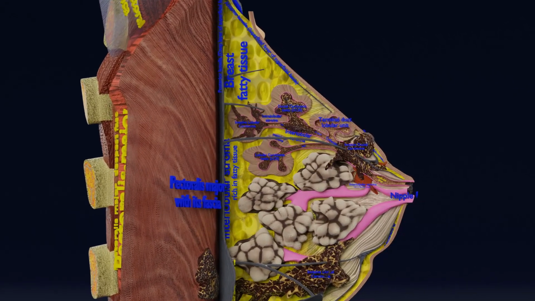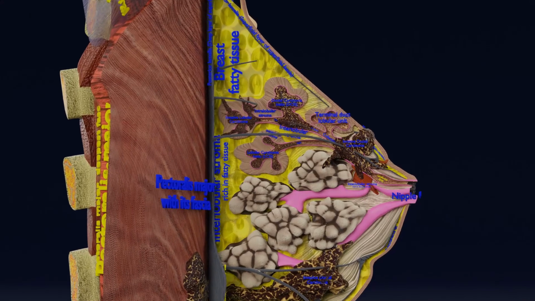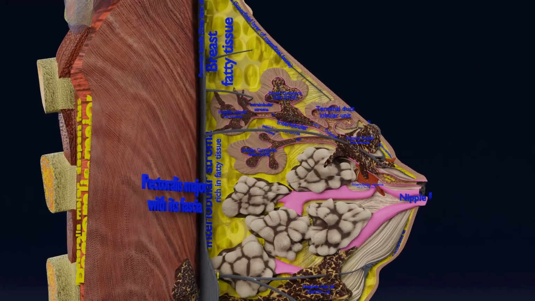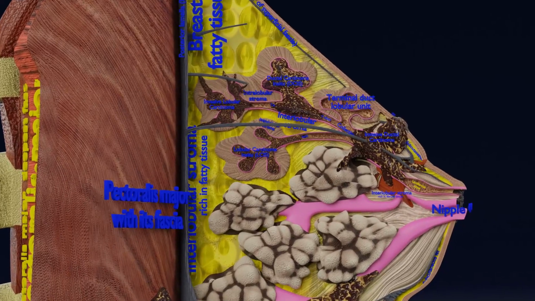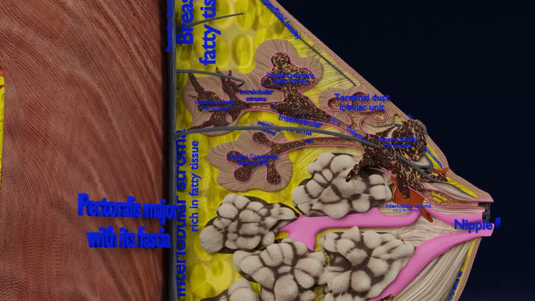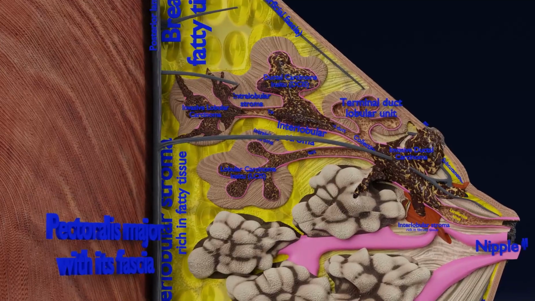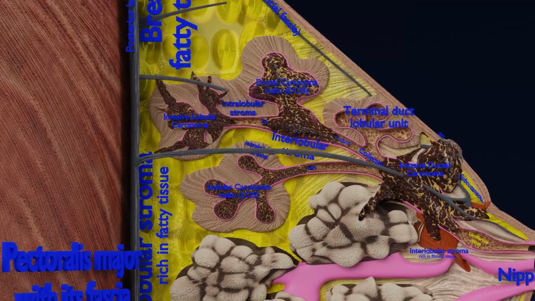There are several types of breast cancers. I will not be discussing the less common types here. So, the two most common types of breast cancers are invasive ductal carcinoma and invasive lobular carcinoma.